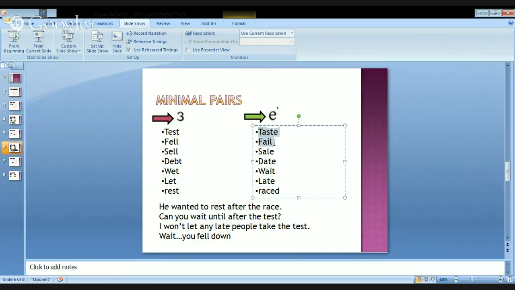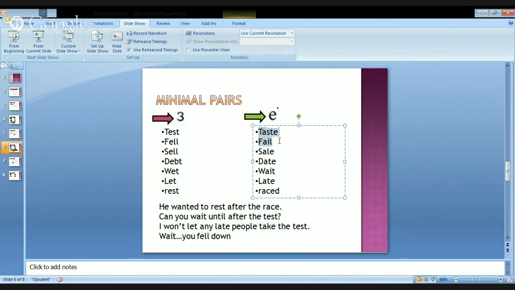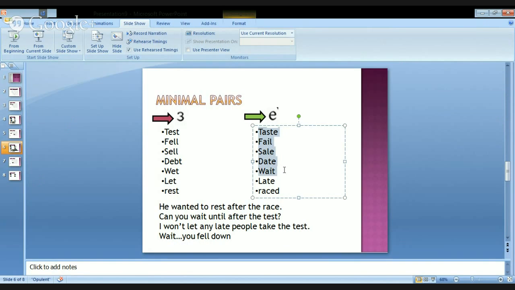We have taste, fail, sail, date, wait, late, raced. Okay. All right, so taste, fail, sail, date, wait, late, and raced. Very good. It seems like you have that sound down really well.